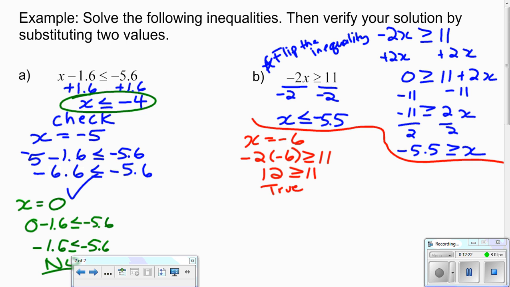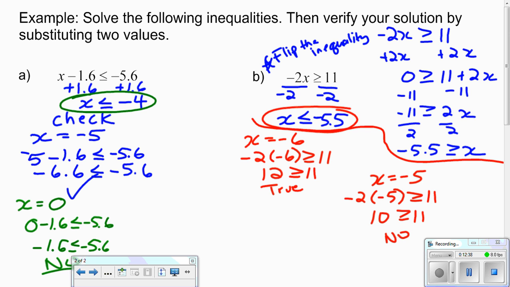And then we need to pick a value that shows that we have a good boundary point. So instead of negative 5.5, let's pick x equals negative 5. So then negative 2 times negative 5 is greater than or equal to 11. We get positive 10 is greater than or equal to 11. And then no, that is not true. So that appears to be a good boundary point. If we have something larger than negative 5.5, it doesn't work. If we have a value smaller than negative 5.5, it does work.